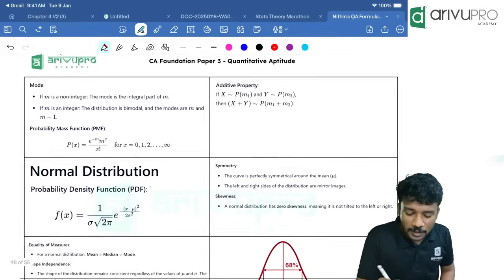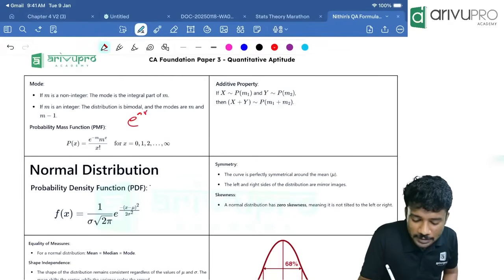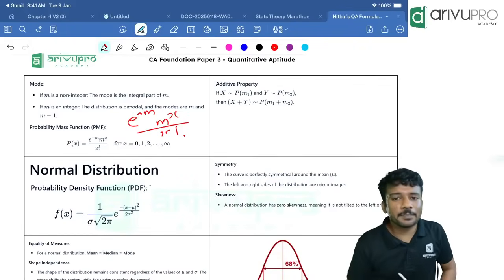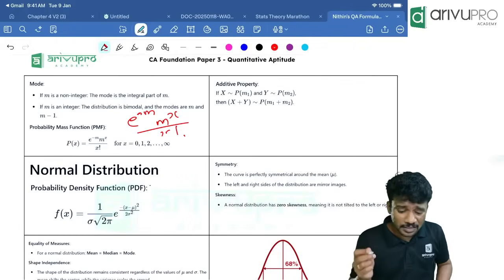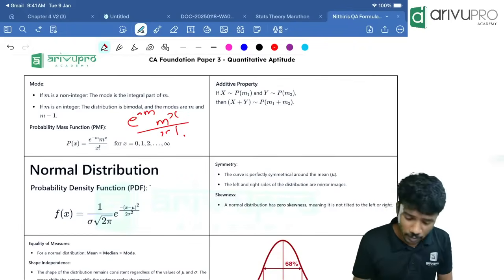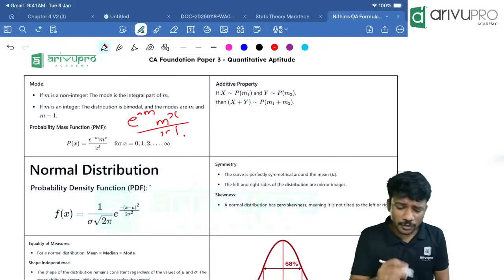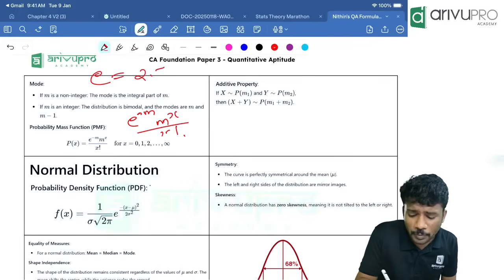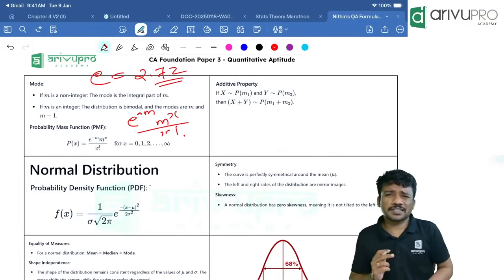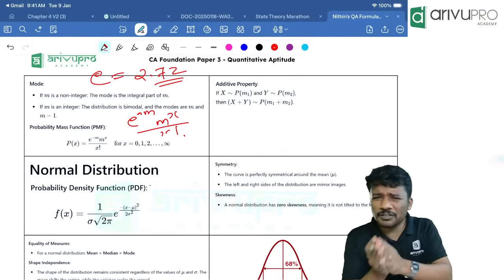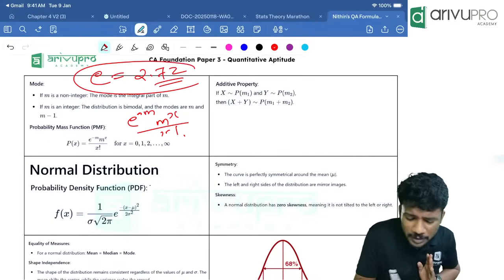Then coming to the formula, very important: e raised to minus m into m raised to x, divided by x factorial, where m is the parameter and x is the number of times you are finding it. Then the value of e everyone knows: e is 2.72 or 2.718. Anyway, it will be given in the question, or you will remember it this way.